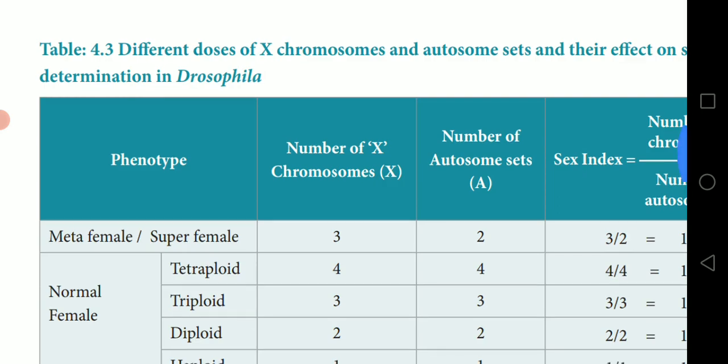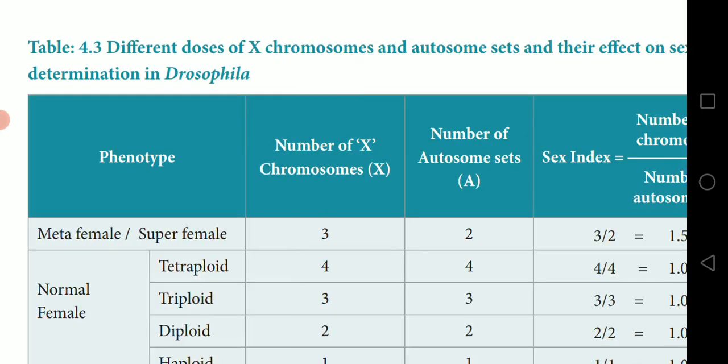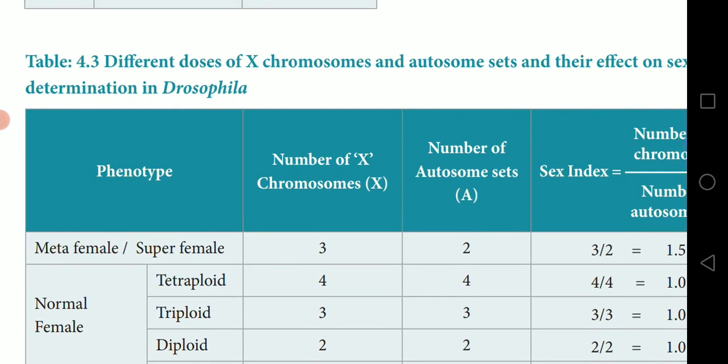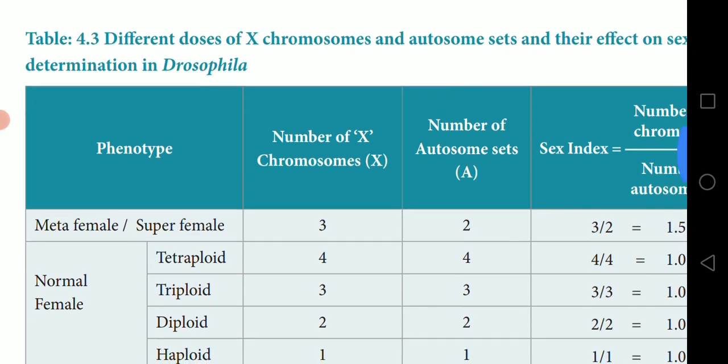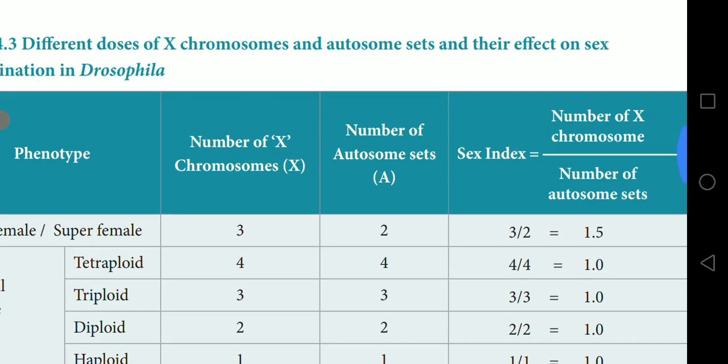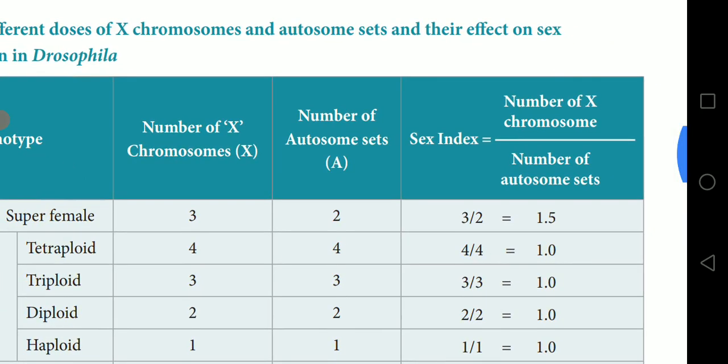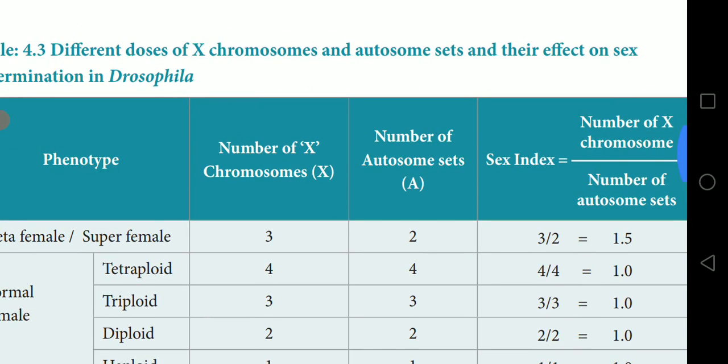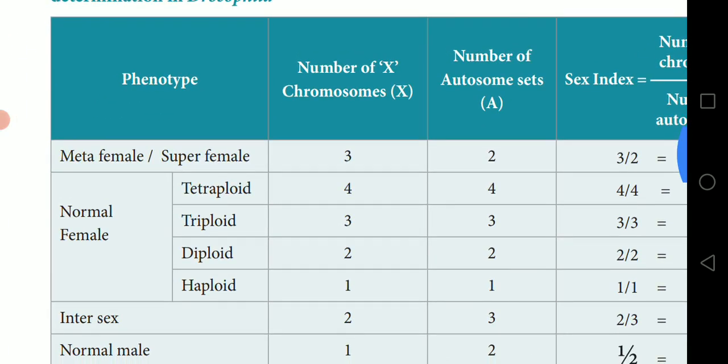Here, doses means quantity. So we take a vaccine, first dose, second dose, for certain durations. Here, doses means the quantity. We'll see how the different doses of X chromosomes and autosome sets, autosome sets meaning except the sex chromosomes, affect sex determination in Drosophila.